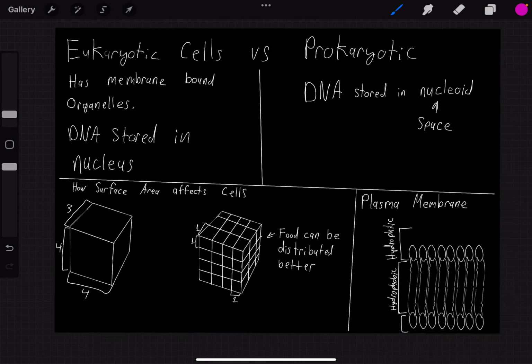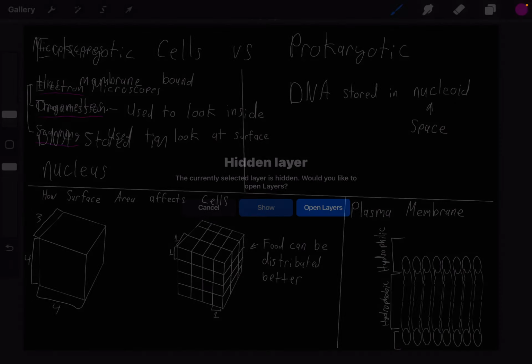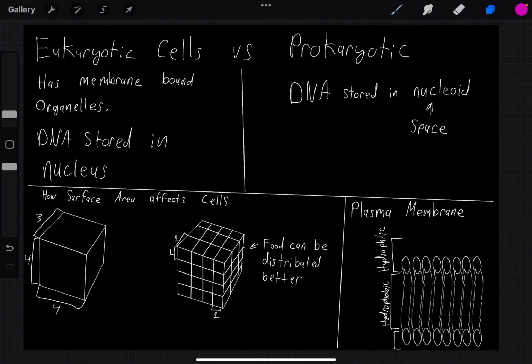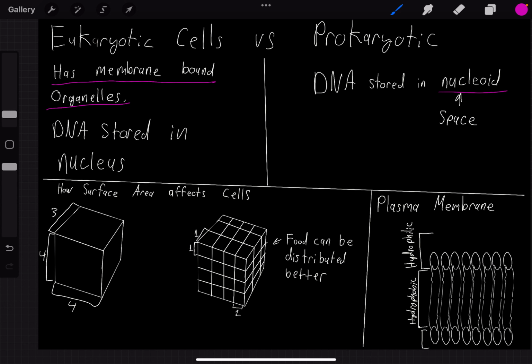The next thing we looked at was eukaryotic cells versus prokaryotic. Of course, we know eukaryotic cells have membrane-bound organelles. We learned that in the first section. The only thing that we need to know is that the space where DNA is stored in a prokaryotic cell is called a nucleoid. That's the space it's actually located in. It's not a membrane-bound place, but it's just what the space is called. And for eukaryotic cells, DNA is stored in the nucleus.